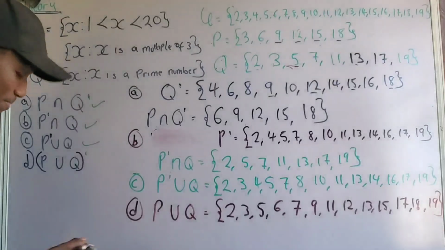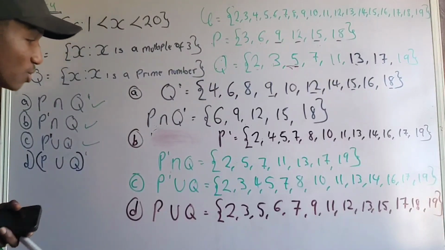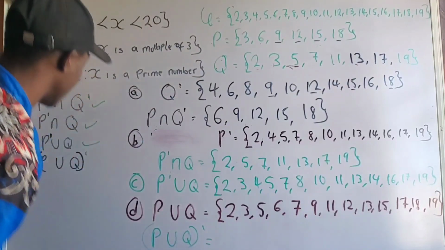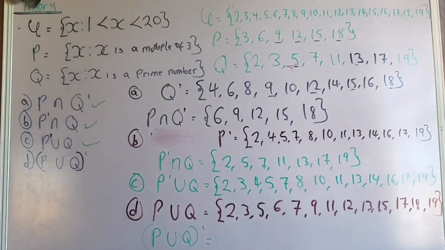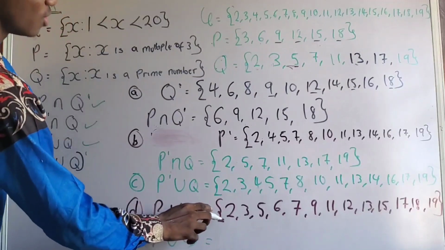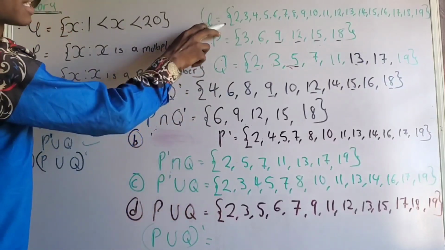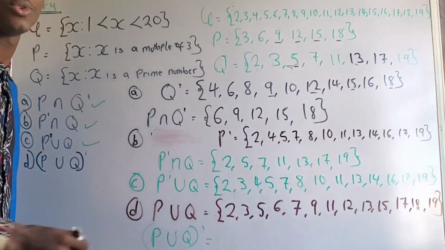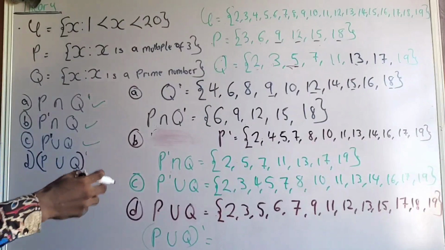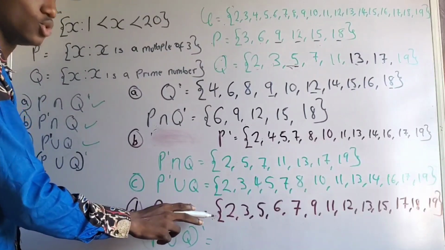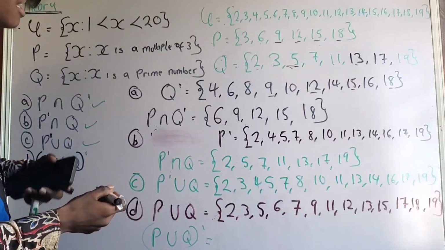Now let us find P union Q complement. You can see that the complement is outside the bracket. You understand? So you have to pay attention to the parentheses. Now this is P union Q. P union Q complement refers to the elements that are inside the universal set that are not present in the union of P and Q. Do you understand? So what are those elements?